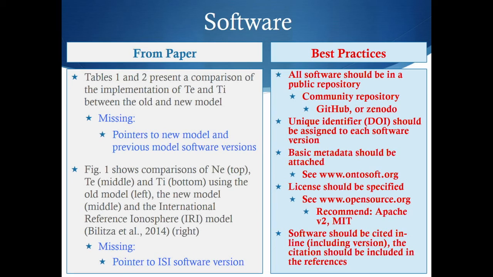The license should be specified. So if you go to opensource.org, they again explain software licenses without legalese. They'll tell you, do you want to have commercial use of your software or not, and whether you want to allow it or not. We recommend Apache version 2 and MIT licenses because they're not constraining whoever reuses your software other than giving you credit. But you can pick any open source license. There's a number of default ones that everybody uses. And then the software should be cited inline, including the version that you're using, and the citation should be included in the references. That's the proper best practice.